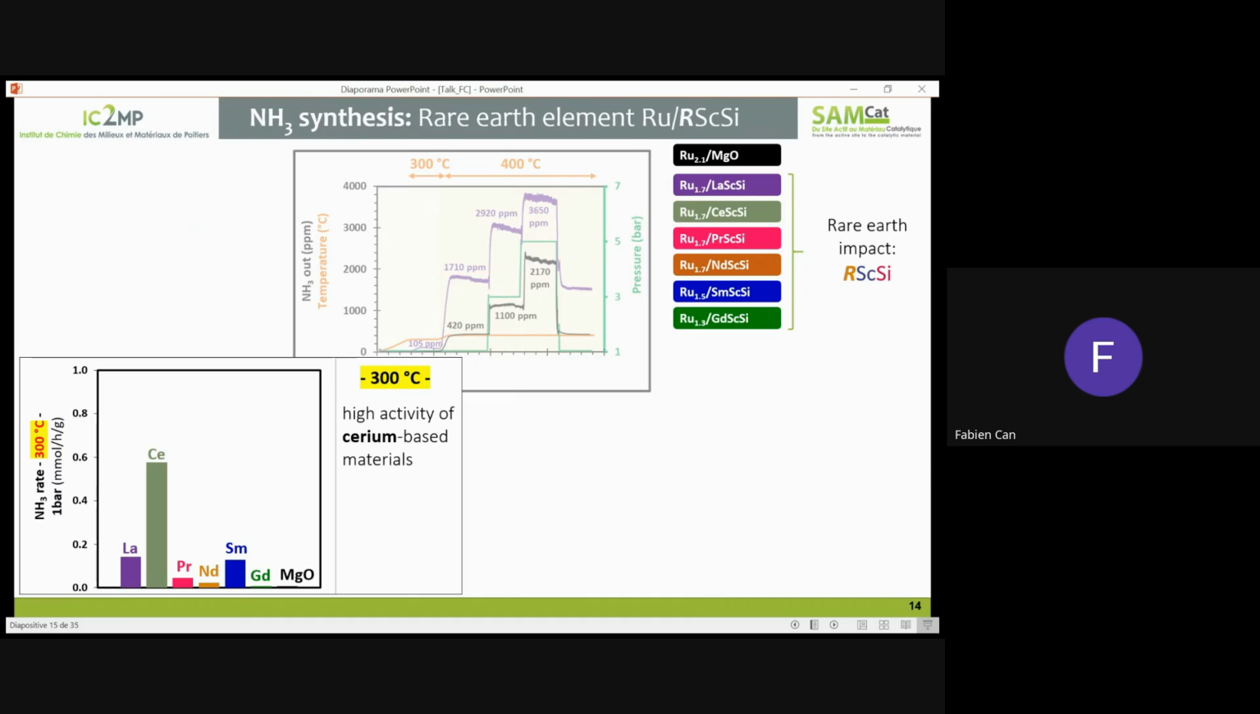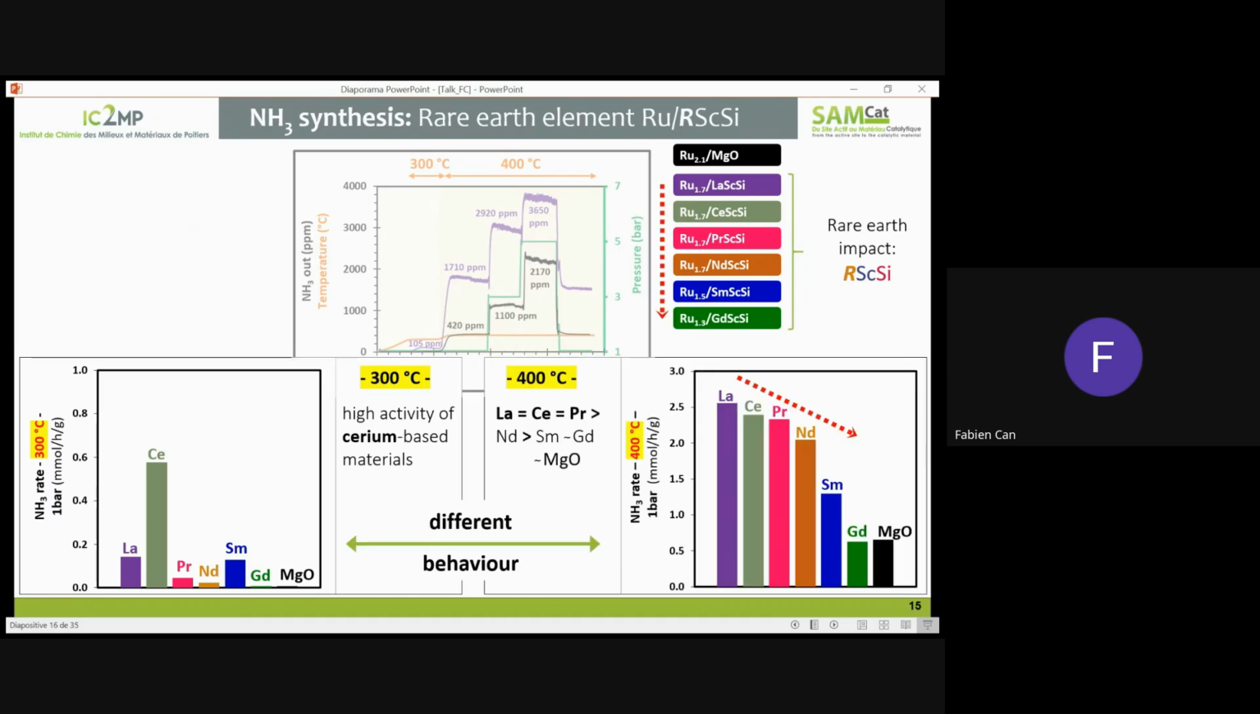Let's pass now to the results for the higher temperature. Here, it seems that the ammonia emission follows the lanthanide series. The higher production is observed for lanthanum and the lower for gadolinium. Again, the gadolinium presents similar activities to MgO.